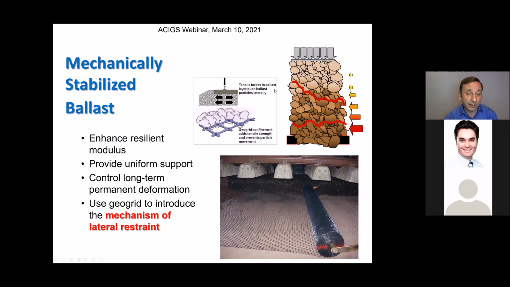By actually increasing the confinement directly under where the wheel load is applied on that rail, you're typically increasing the load-taking ability, and you're decreasing the long-term permanent deformation accumulation within the ballast. That's through the degradation and settlement aspects. And all of that is happening with the grid beautifully preventing, again, aggregates moving around, the lateral restraint mechanism.